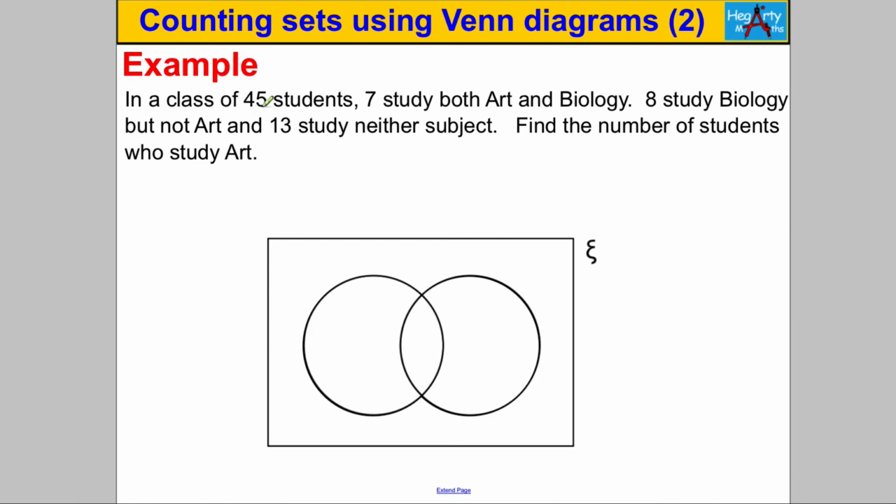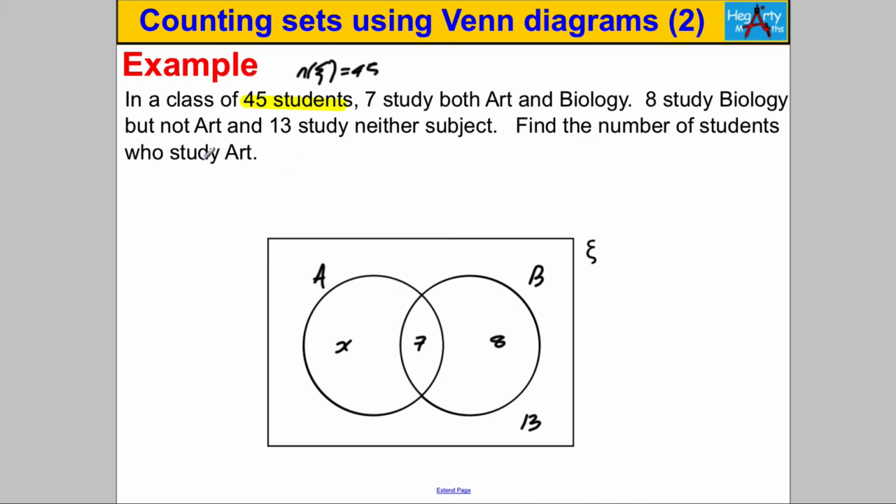Right, here we've got students who study art, biology, a combination of both or neither. So we've got 45 students, so our universal set is 45. Let's label this A for art and this B for biology. It says 7 study both art and biology, so 7 must go in the intersection. 8 study biology but not art, so 8 must go over here. 13 study neither subject, so 13 must go here. The only thing we don't know is how many study art but not biology.